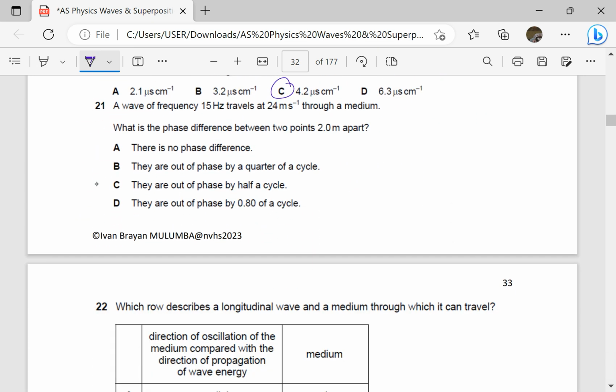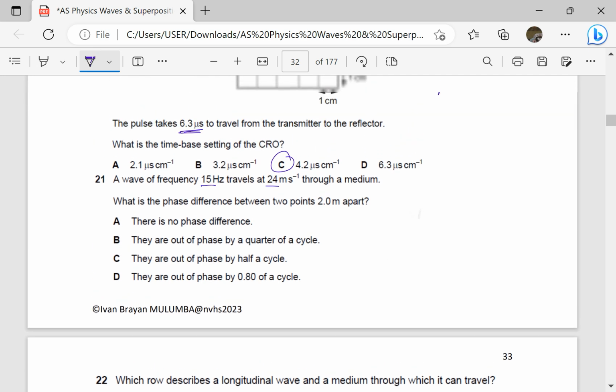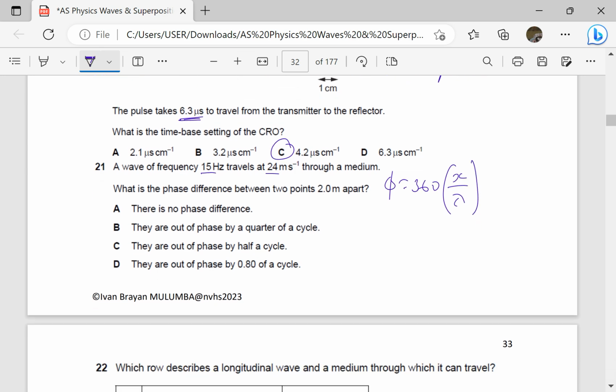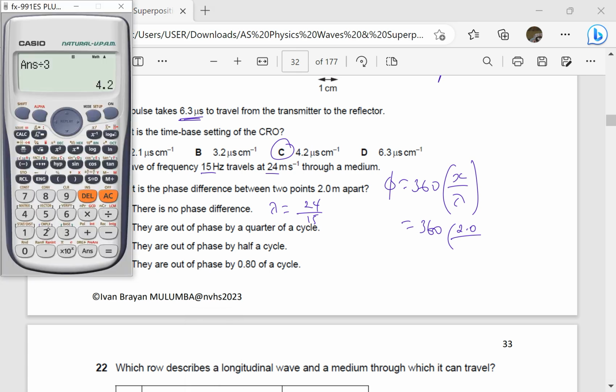A wave of frequency 15 Hz travels at 24 meters per second through a medium. What is the phase difference between 2 points 2 meters apart? So that is easy. Phase difference is 360 times the distance apart over wavelength. That will be in degrees. So this is going to be 360, x is 2.0 meters. Then we need the wavelength. The wavelength is equal to v, which is 24, divided by frequency, which is 15. 24 divided by 15 is 1.6.